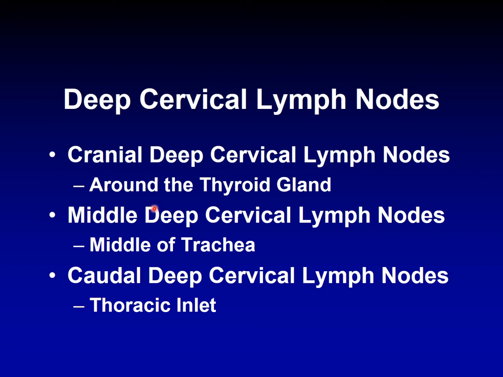The cranial deep cervical lymph center is around the thyroid gland. The middle deep cervical lymph center is in the middle of the trachea. The caudal deep cervical lymph center is at the thoracic inlet. So we have three deep lymph centers. Now we also have one that is superficial.